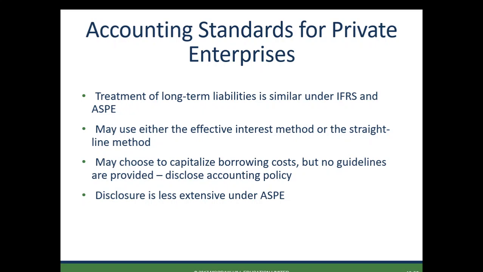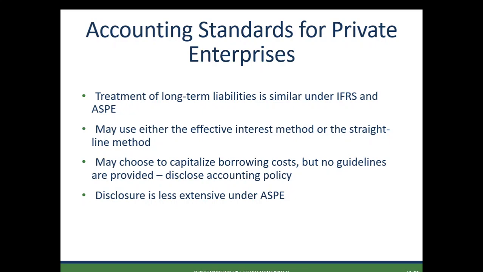Treatment of long-term liabilities is similar under IFRS and ASPE. There are some differences in terminology and approach, but the impact of the differences is not significant. So there's two major differences to note. The first is in the capitalization of borrowing costs. It's not required under ASPE. So ASPE includes no guidelines governing the kinds of borrowing costs to be capitalized, commencement or completion dates, or determining the costs of general borrowing pools. Companies must disclose policy in the area and the extent of interest capitalized, although this disclosure is less onerous under ASPE than it is under IFRS.